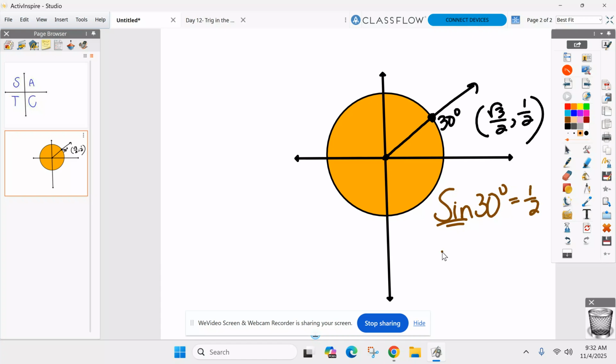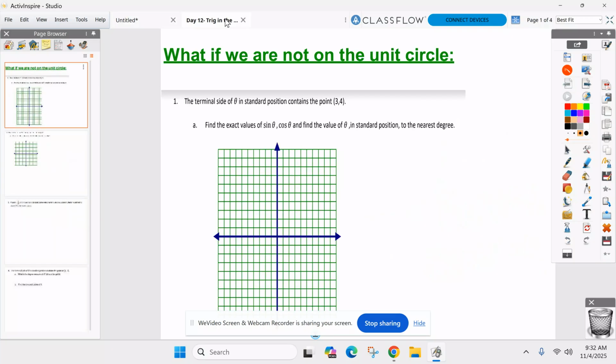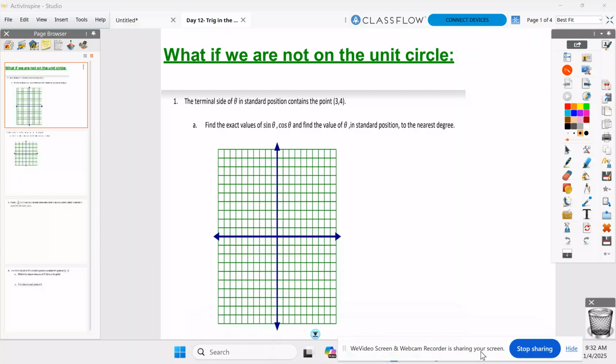If I ask for the cosine, you take what coordinate? The x coordinate. Right. Sine is the y, cosine is the x. Today, though, we're not on the unit circle, so I can't pick the x or the y off this time. I'm going to jump right into the fire here with you.